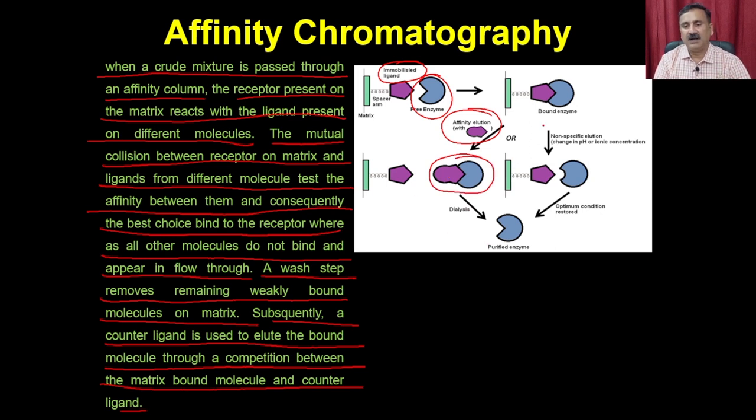The other option is that you can do non-specific elution, where you can change the pH or the ionic strength, and that's how it is going to break the interaction between the matrix-bound ligand and the enzyme, and that's how it is going to elute out the purified enzyme.